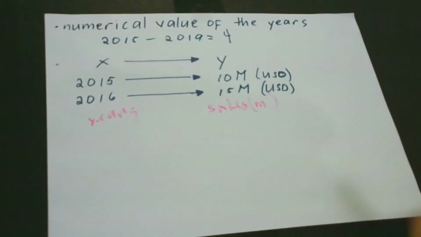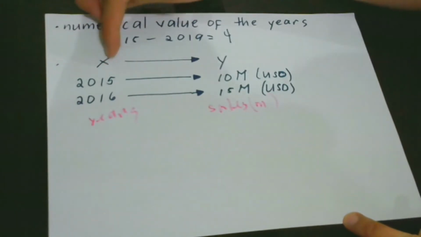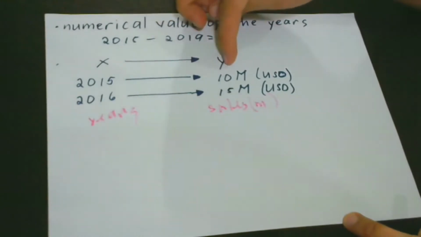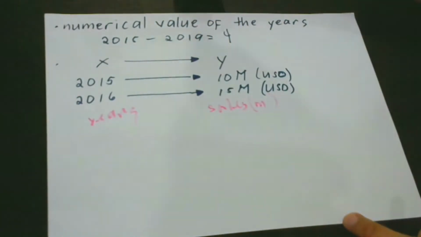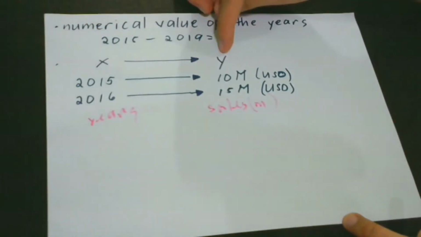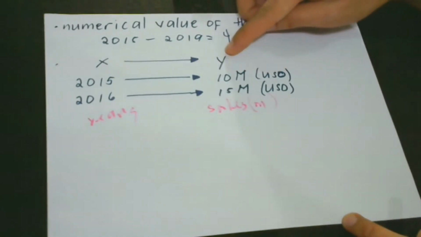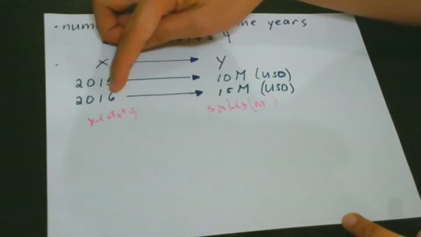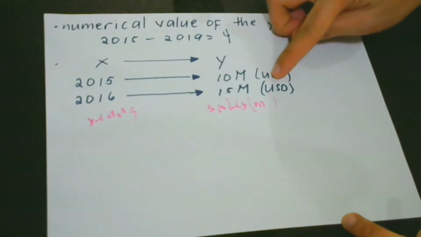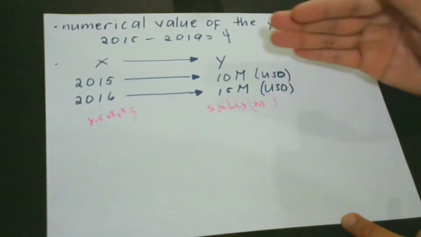Now, we plug in the value of x, and every time we plug it in, this results in a certain value. For example, when we input 2015, then it corresponds to 10 million USD for the value of y. For 2016, we have 15 million USD. Okay, so this illustration can be stated in other words.